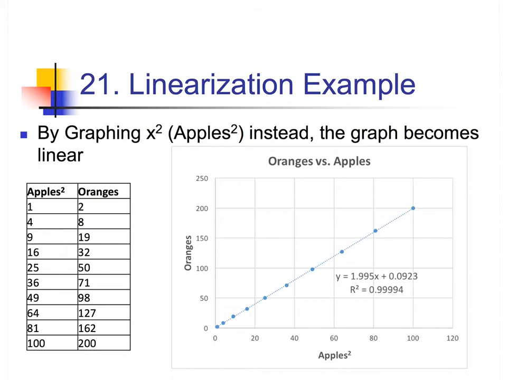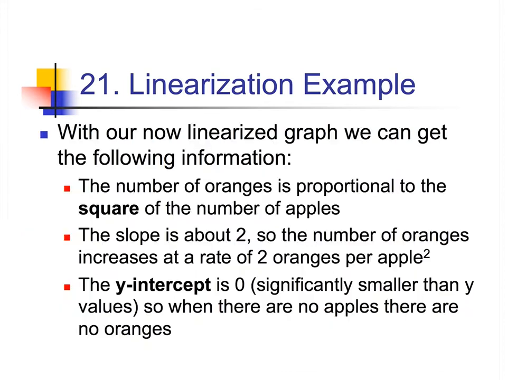And so we've taken a quadratic graph, a curved graph, and turned it into a linear graph by simply changing what we put on the x-axis. Rather than apples, we're graphing apples squared. So what does it mean? What does it mean here when we do that?